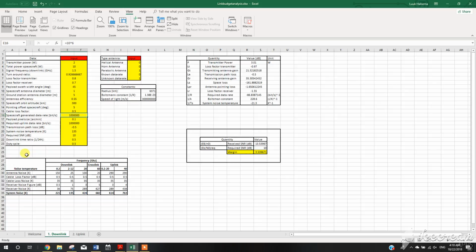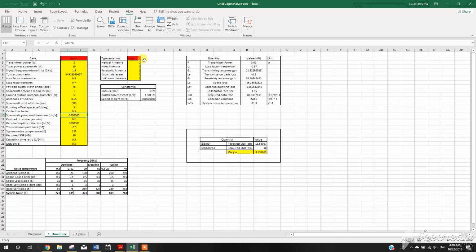Looking at the next table, this table can be used to fill in certain unknown parameters of this table. For instance, the system noise temperature and the cable loss factor, which are given in decibels and in Kelvin. Please make sure that you look at the proper frequency, go down and check which value you have to obtain.